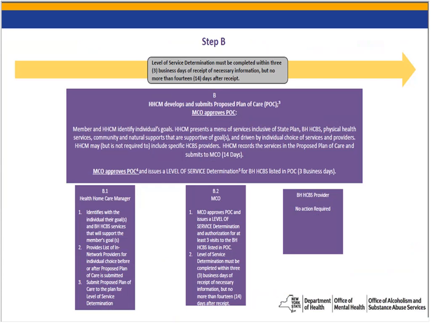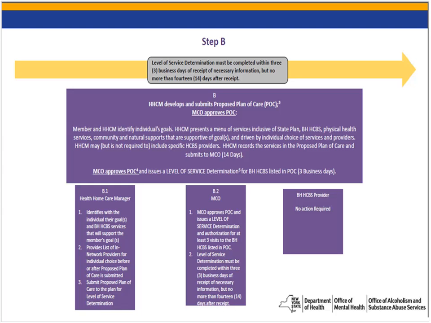All right, so step B. What we've tried to do in this slide is break down the task into the different roles for the people that are involved. In step B, the health home care manager develops and submits a proposed plan of care, and the managed care organization approves the plan of care. The health home care manager's role in this step is to identify with the individual their goals and the behavioral health HCBS services that will support those goals. From there, the health home care manager provides a list of in-network providers for the individual to choose.